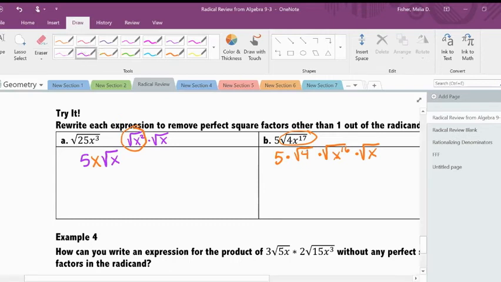We can take the perfect square of 4, which is 2. The square root of x to the 16th is x to the 8th. And then we cannot simplify any further on the square root of x. Multiplying 5 times 2 is 10, x to the 8th square root x.